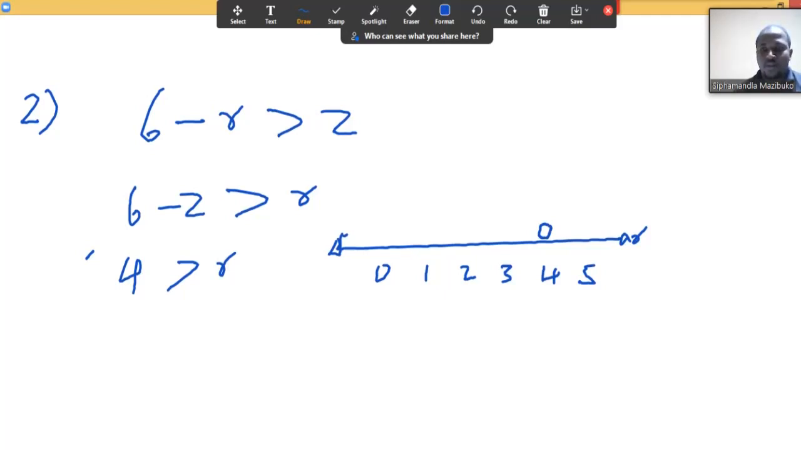Actually r is less than 4 is what we read from the flipped form, so all values that are less than 4. We'll be looking at all these values here, going that side downward. This can include minus 1, etc. So this was the second example.